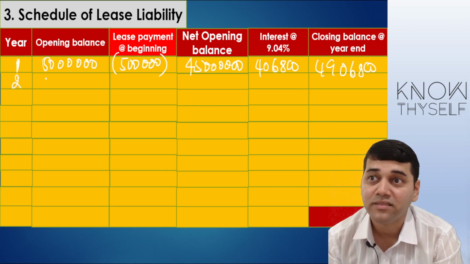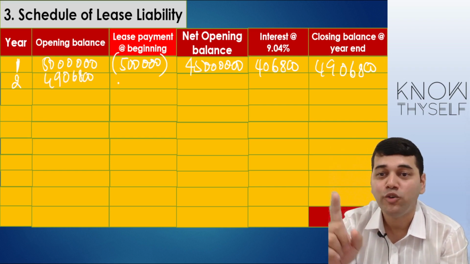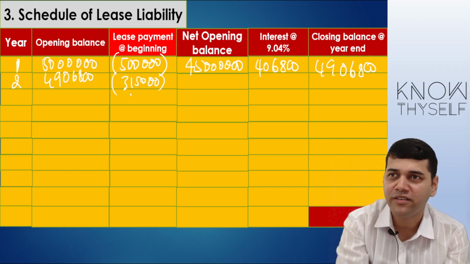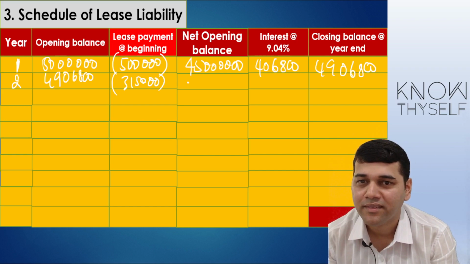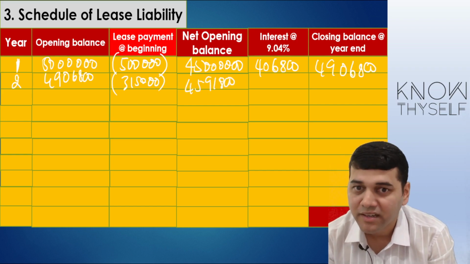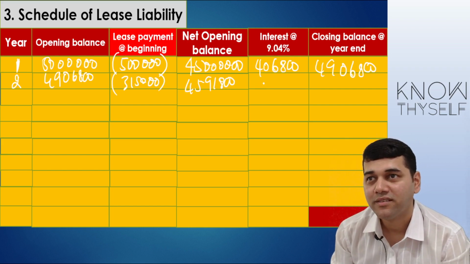Okay. 49 lakh 6,800, and at the beginning of the second year you paid 3 lakh 15. You see how perfectly it fits in. Net opening balance 45 lakh 91,800. On this balance at the end of the year you have to charge 9.04% interest.